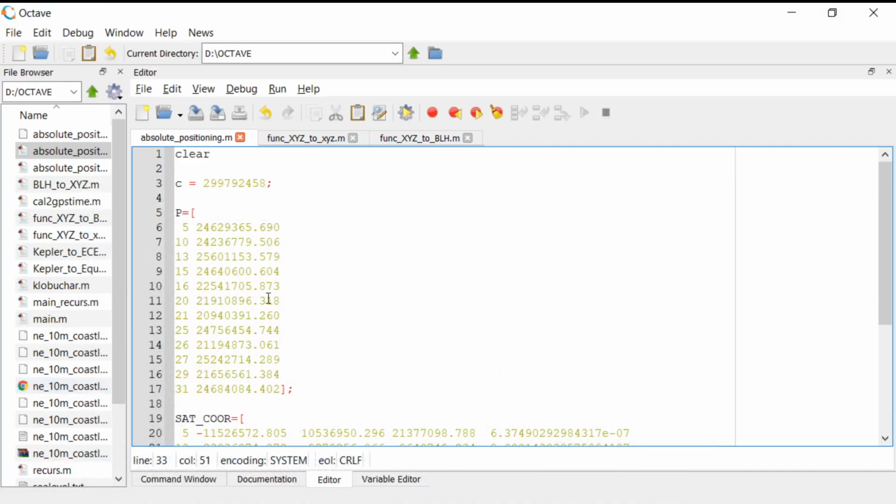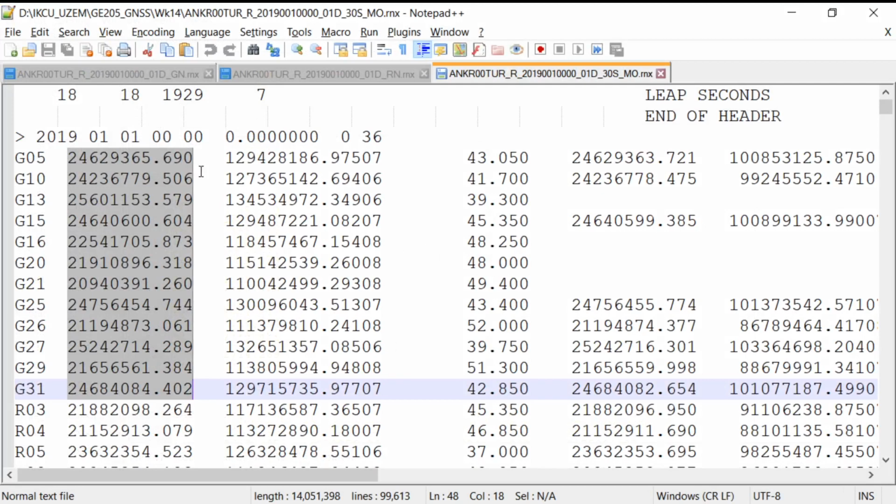As you can see, the first number is ending with decimal 690, and the last one 402. So you can easily see 690 and 402. I kept the sequence of the satellites, the sequence of the measurements, in its original form. I did not change anything.